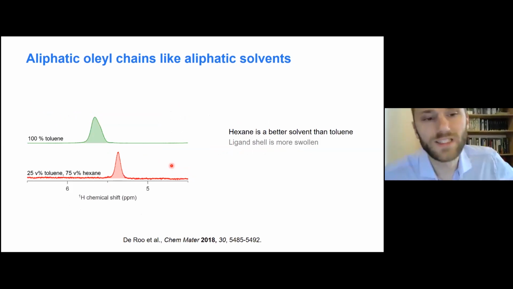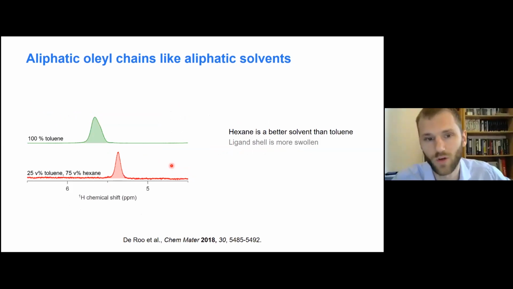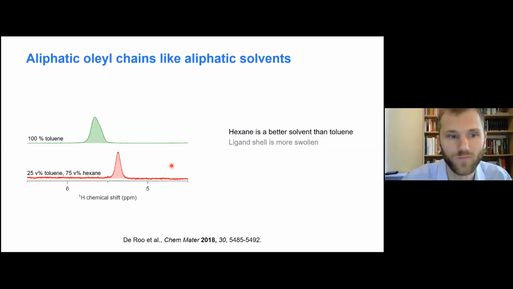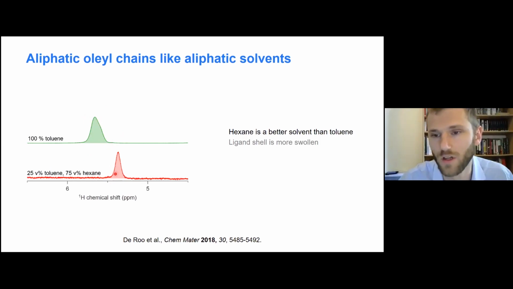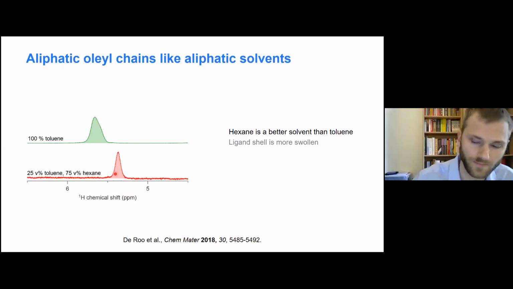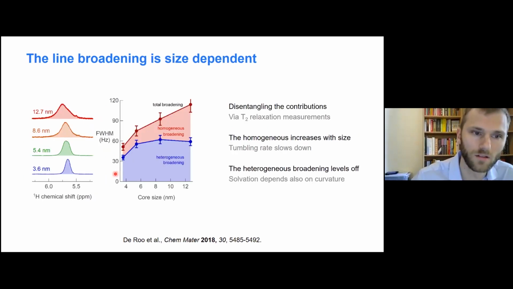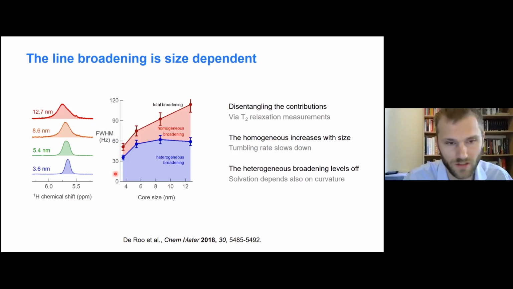Now, what is the best solvent for an aliphatic chain? Another aliphatic molecule. And so if you take this alkene resonance in toluene, which is quite broad, and then you add hexane to this solution, then you get extremely narrow resonances. And that's because hexane is just the best solvent possible for this aliphatic chain. Okay, so now we understand that the line width depends on the solvation.